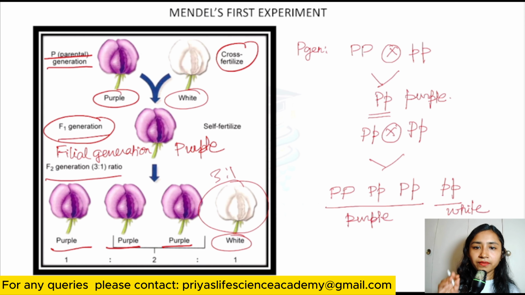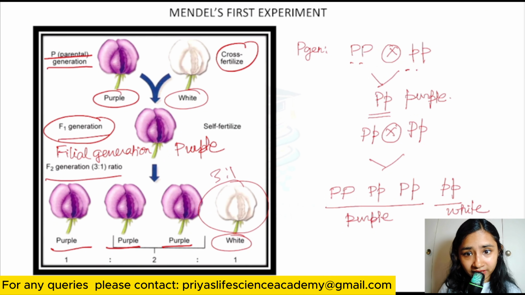So from the first experiment, what is proved? That there is no blended inheritance. There is a thing of dominance, that these 2 factors, that is the 2 alleles, are responsible for flower colors, and one factor is dominant over the other. That is why capital P is dominant over the small p, and that is why we are seeing the purple colored flower.